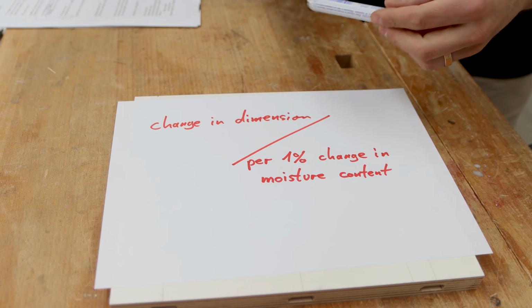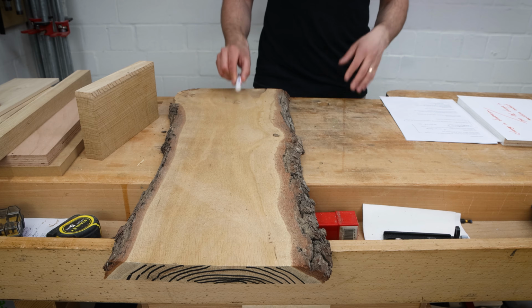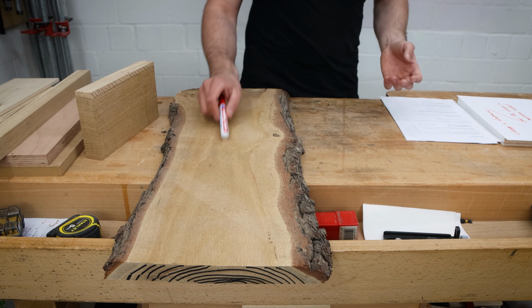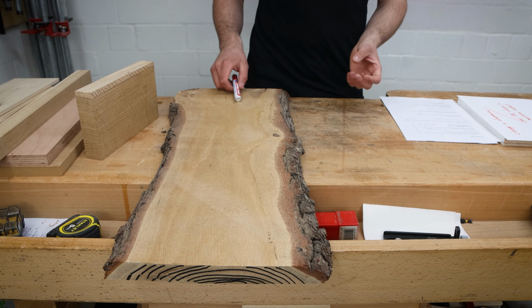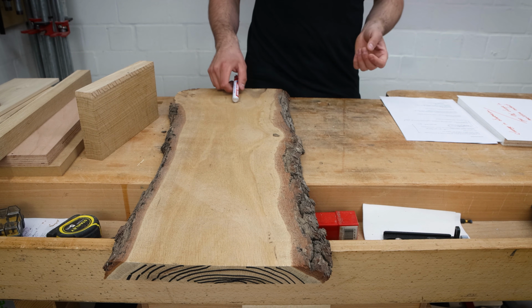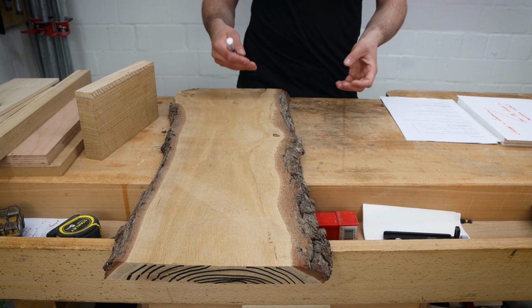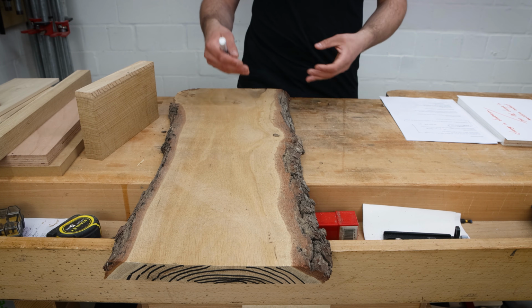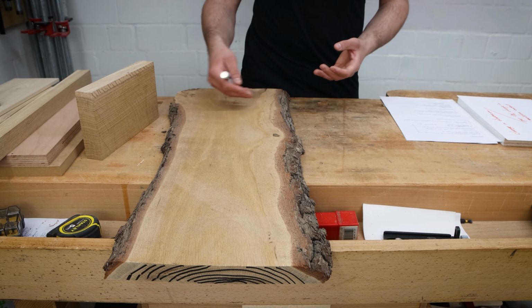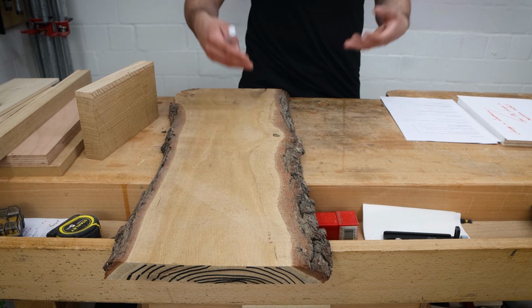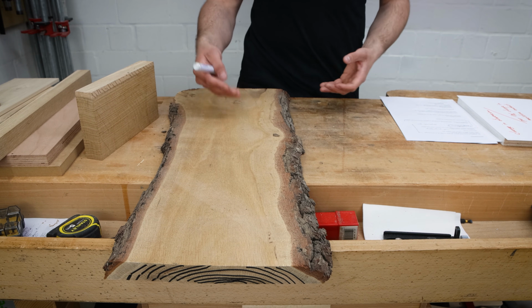And now we will have a look at the real numbers. The longitudinal change in dimension is actually the least. So along the grain, wood only shrinks per 1% change in moisture content for about 0.01%. I will give you a graphic where you can see the actual values for different wood species for all 3 dimensions. The longitudinal change is so small that you can neglect it in your furniture projects.